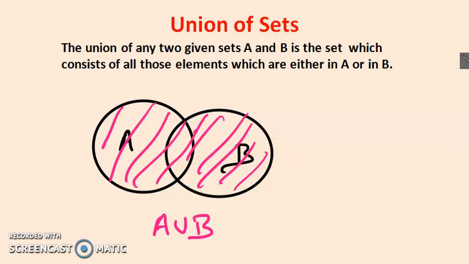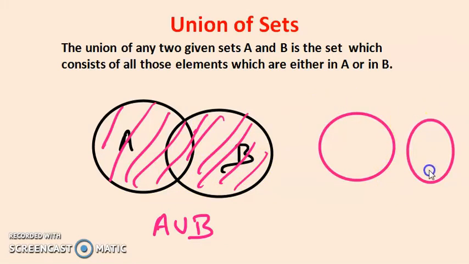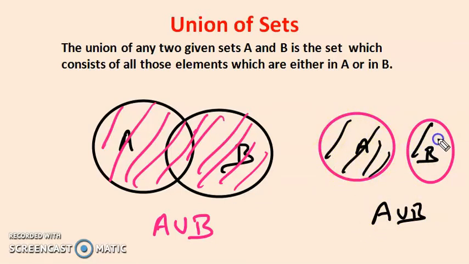Suppose they are disjoint. Considering these two circles, this is A and this is B. For A union B, we shade both the A circle and the B circle. This is for disjoint sets, and the previous one is for sets having some common elements. So these are the representations of the union of two sets using a Venn diagram.